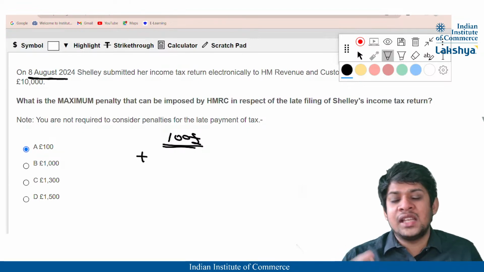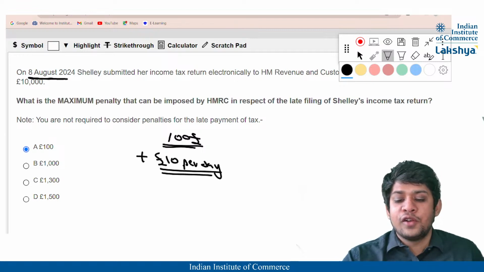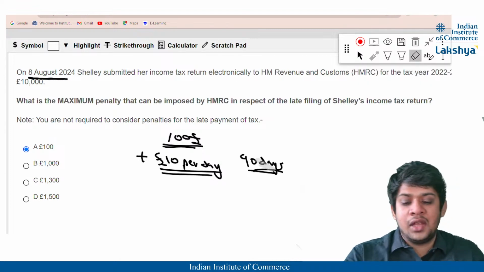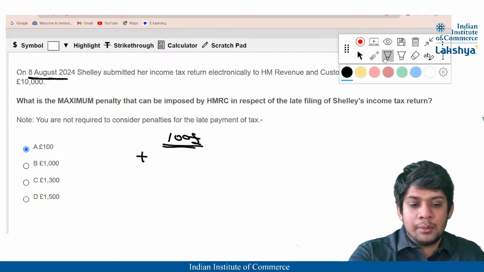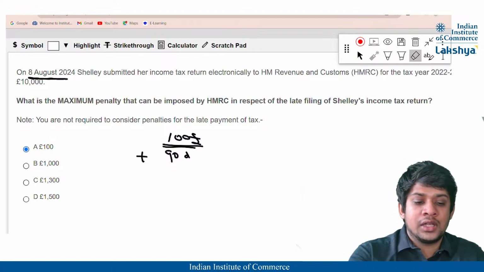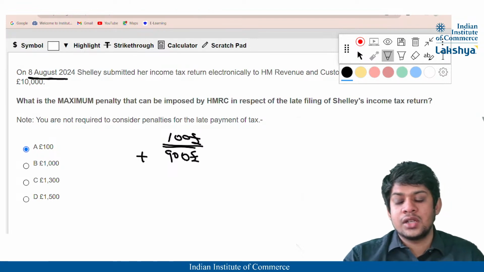So on exceeding 3 months there is an additional penalty which is charged, which is £10 per day for a period of 90 days. So £10 per day for a period of 90 days will give me £900, because obviously the whole 90 days she has covered. Up to a maximum of 90 days you can charge, not more than that. So 90 days into £10, that is £900 additionally charged.